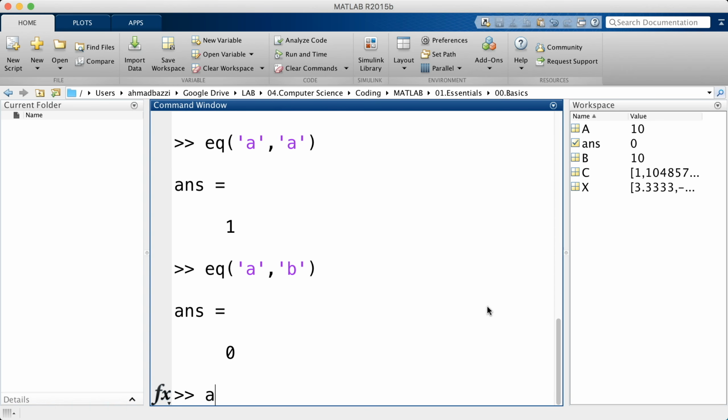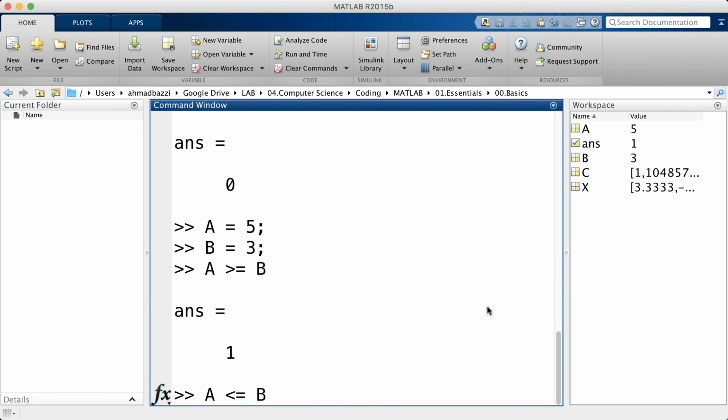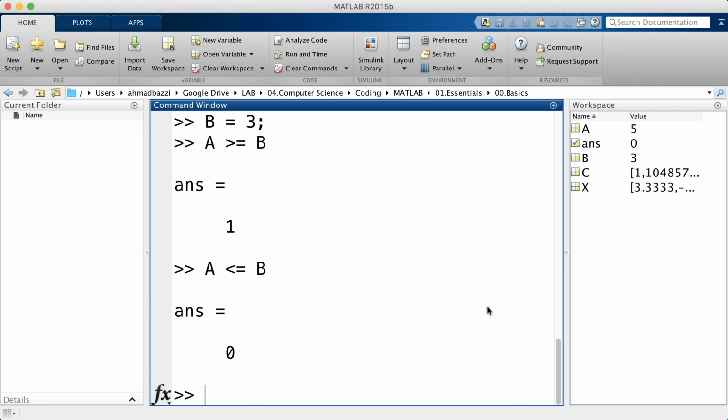There's also the greater than or equal. So if A is 5 and B is 3, is A greater than or equal to B? It is. Is A less than or equal to B? It is not. This could also be done using the greater than or equal method, GE, or the less than or equal, LE. Now if you want strict inequality, all you have to do is do this without the equal.